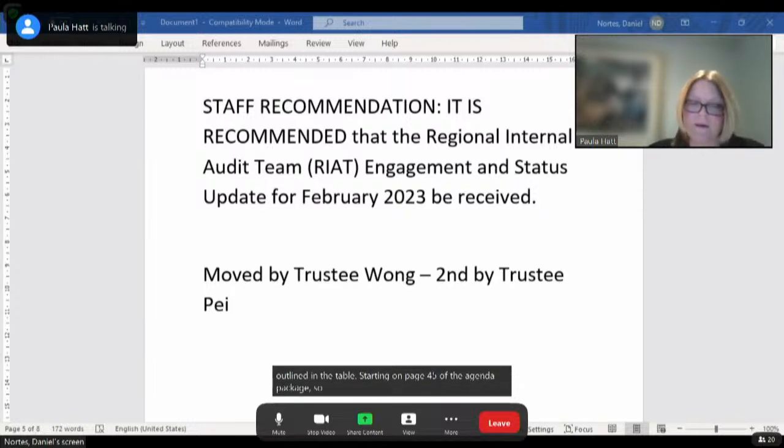So thank you for allowing me to present my report. Before I hand it back to the chair, I wanted to recap the recommendations that were being made to the audit committee. So first, there was the recommendation to approve the updated charter as presented. And then second, we would need the audit committee to select a 4th engagement for RIAT and recommend the 2-year regional internal audit plan to the board for approval.